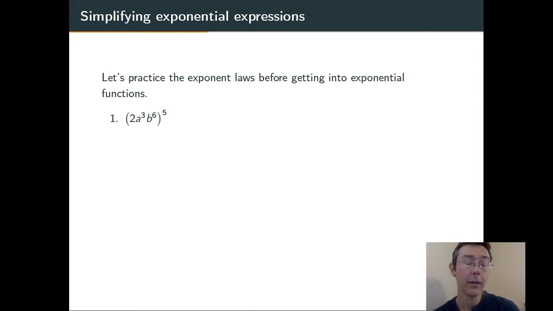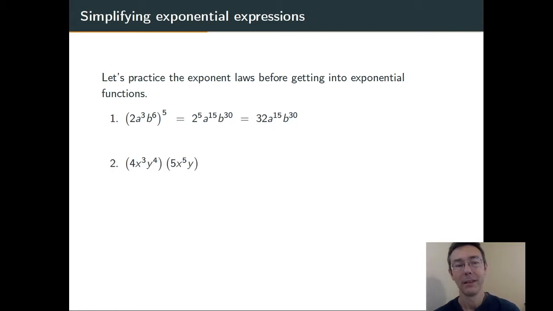2 times a to the third times b to the sixth, all taken to the fifth power. So first I'm going to apply that fifth power to each of those three factors. 2 to the fifth times a to the third to the fifth times b to the sixth to the fifth. Then I'm going to use the property of exponents to think of a to the third to the fifth as a to the 15th, and b to the 6th to the 5th as b to the 30th. Finally, let's use the fact that 2 to the 5th is 32 to get our final answer.